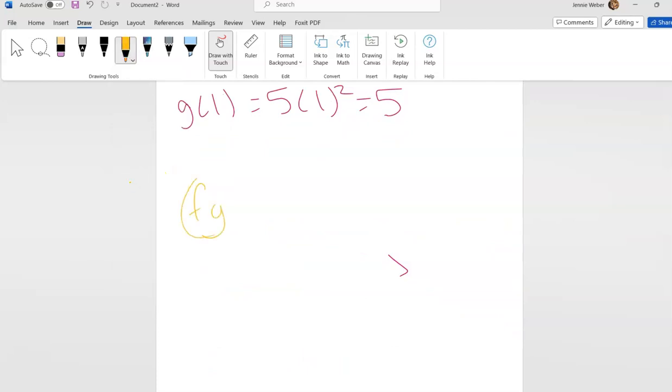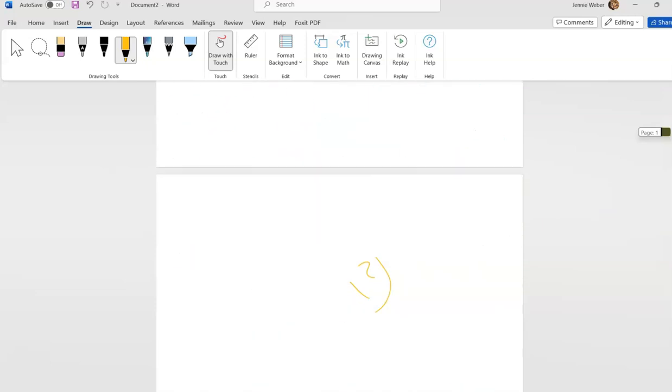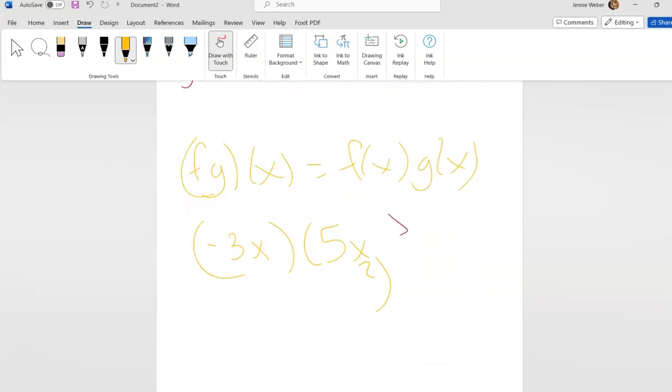Now, next is multiplication. This is f of x times g of x. In this case, this is negative 3x times 5x squared. I'm hoping I remembered those, negative 3x and 5x squared. It drives me nuts when it decides to move things around on my page. So what do I do here? Well, this is exponent rules. These are two matching bases, so I'm going to add the exponents, and there's a 1 up here. So this is going to be negative 15x to the third.